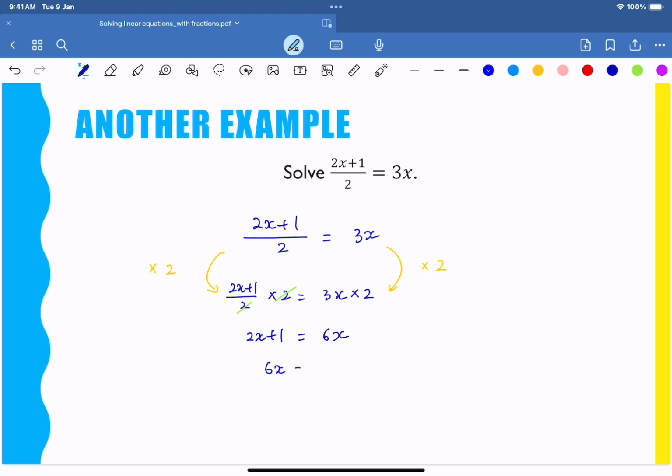I will swap this equation around to make it simple for me, and I will minus 2x on the left and minus 2x on the right. So I get 6x minus 2x equals 1. 4x equals 1, and divide by 4 on the left and divide by 4 on the right, I will end up with x equals 1/4.